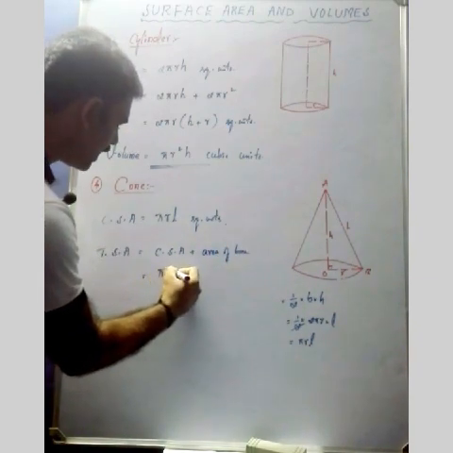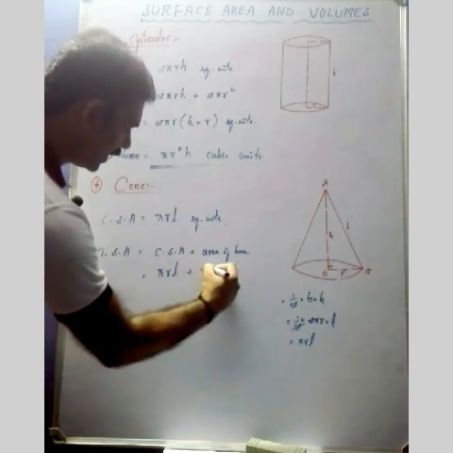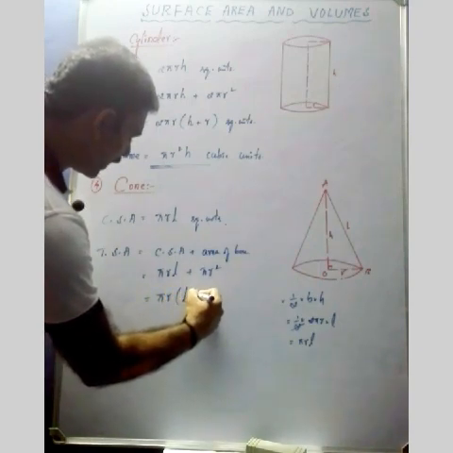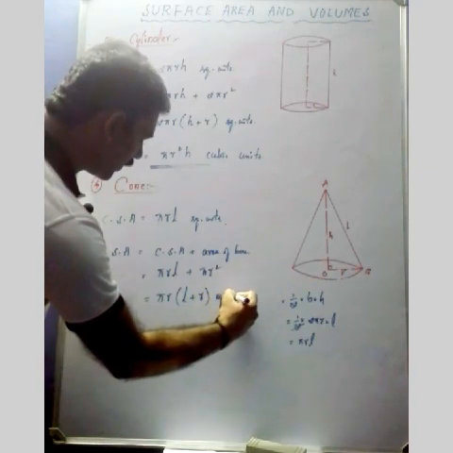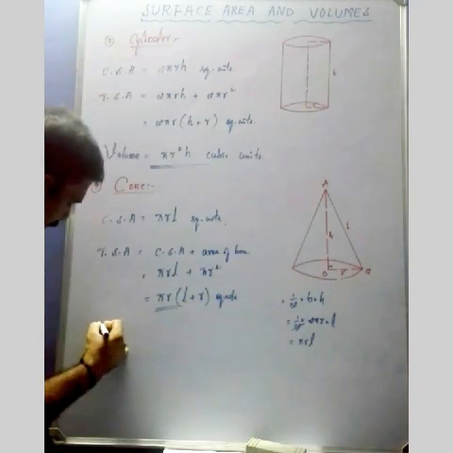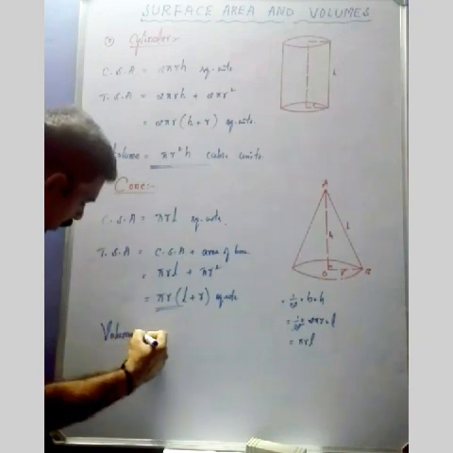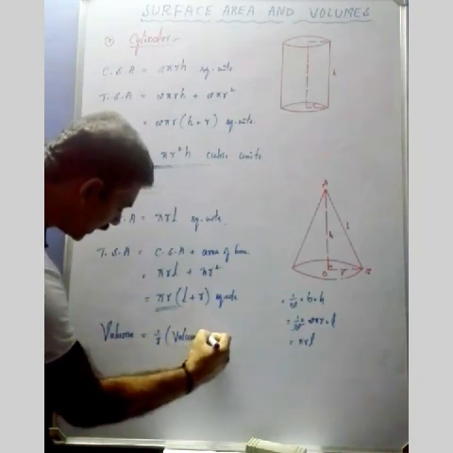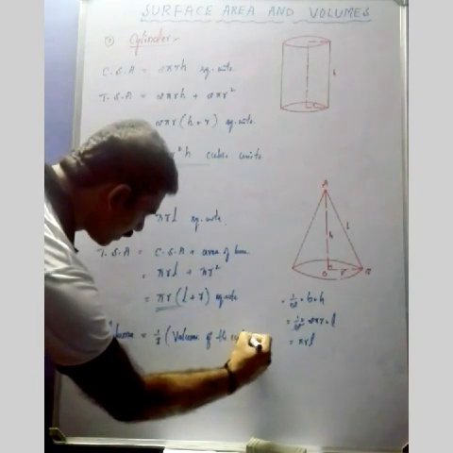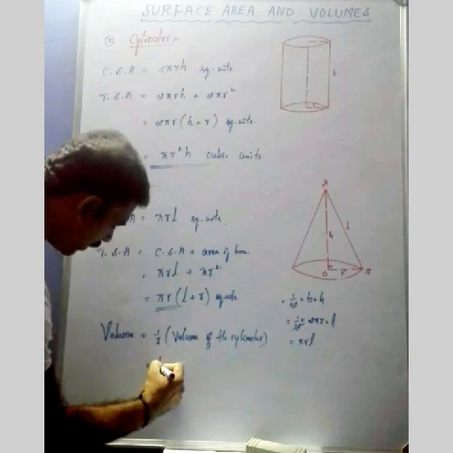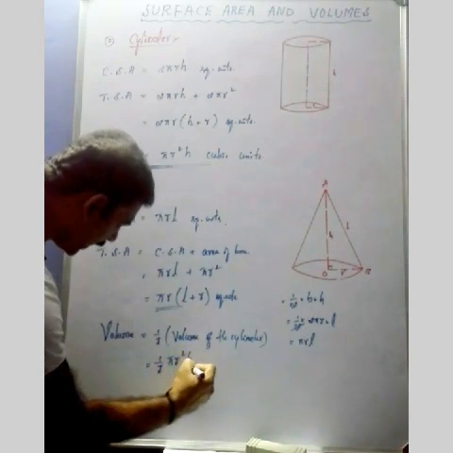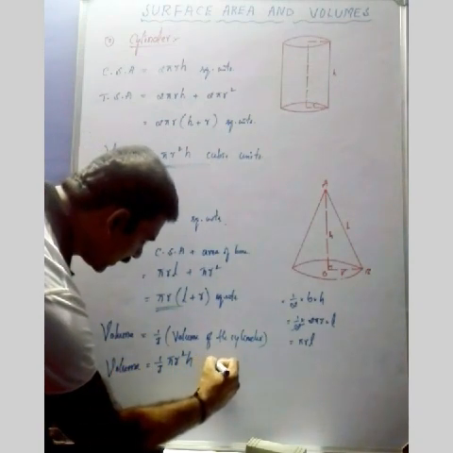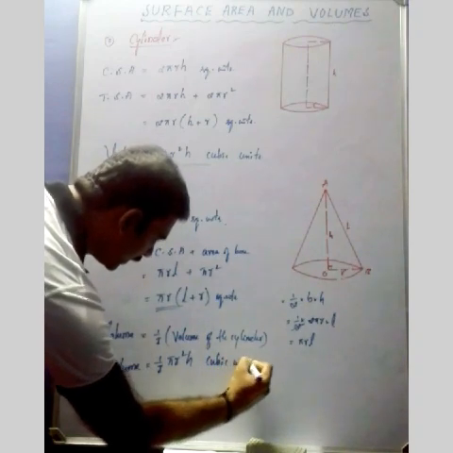CSA of the cone is pi r l plus area of the base is pi r square. When we take pi r common, we get pi r into l plus r square units. Now volume of the cone equals 1 by 3 times the volume of the cylinder. We know that volume of the cylinder is pi r square h. So volume of the cone equals 1 by 3 pi r square h cubic units.